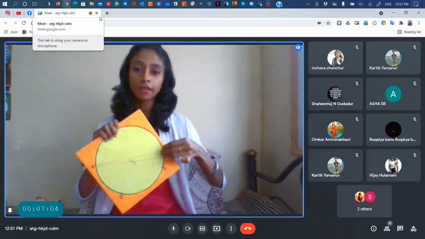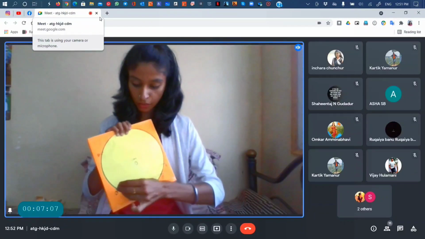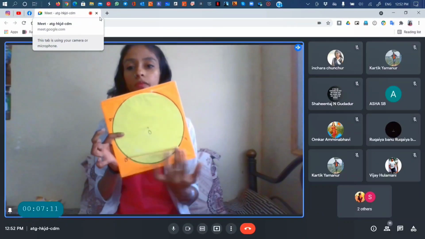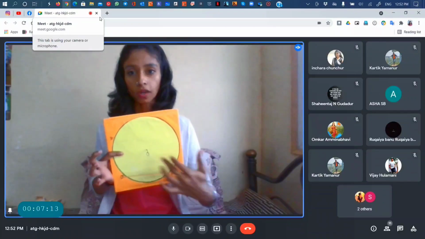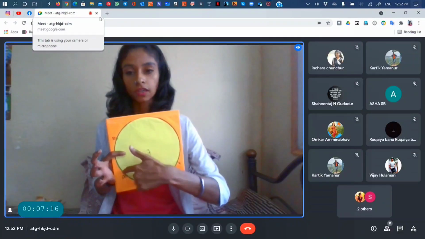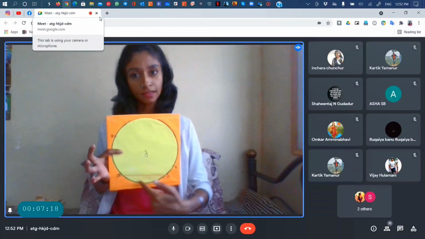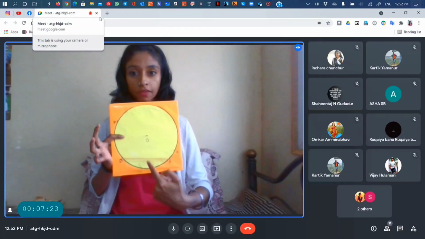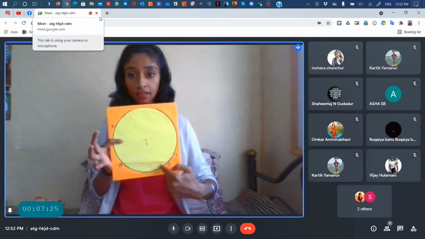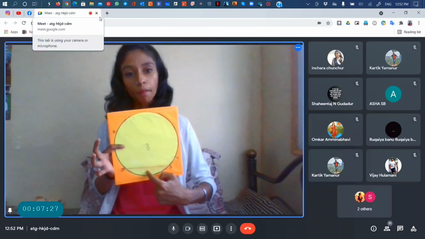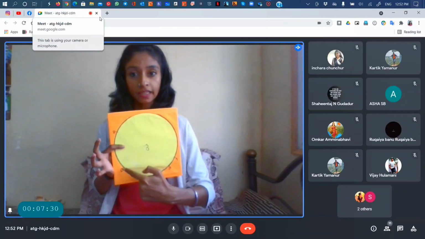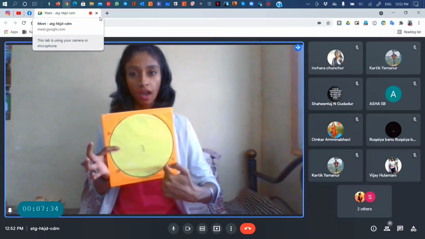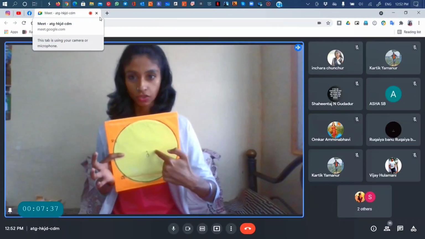So now we will consider a small chord that is smaller than the diameter. We have learned the major arc and the minor arc, right? Now the area that is covered between the chord and the minor arc is called the minor segment. And the area that is covered by the chord and the major arc is called the major segment.